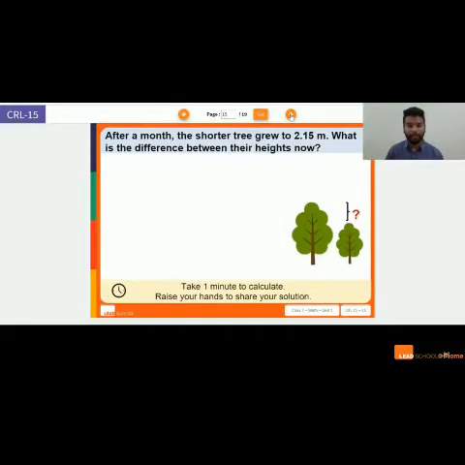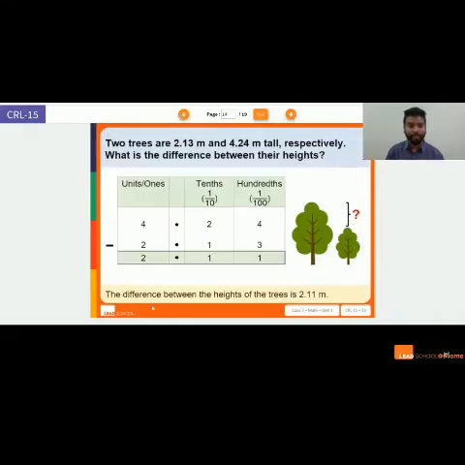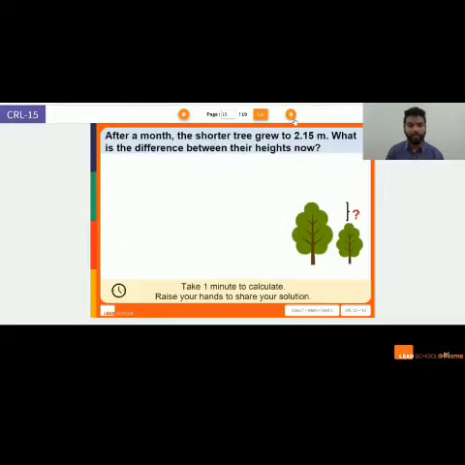Let us look at another question. After a month, the shorter tree grew to 2.15 meters. What is the difference between their heights now? All right. From the previous question, the difference between the heights was 2.11 meters. Now, the shorter tree grew to 2.15 meters. What is the difference in their heights now? You will have 1 minute to solve this question, and your 1 minute starts now.